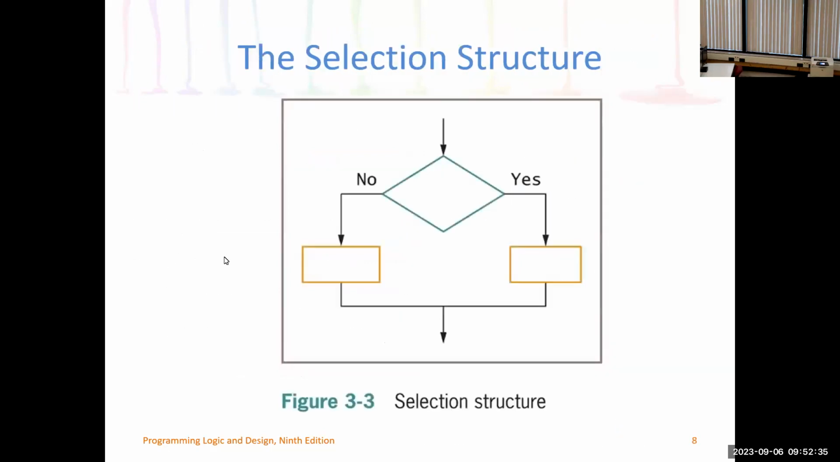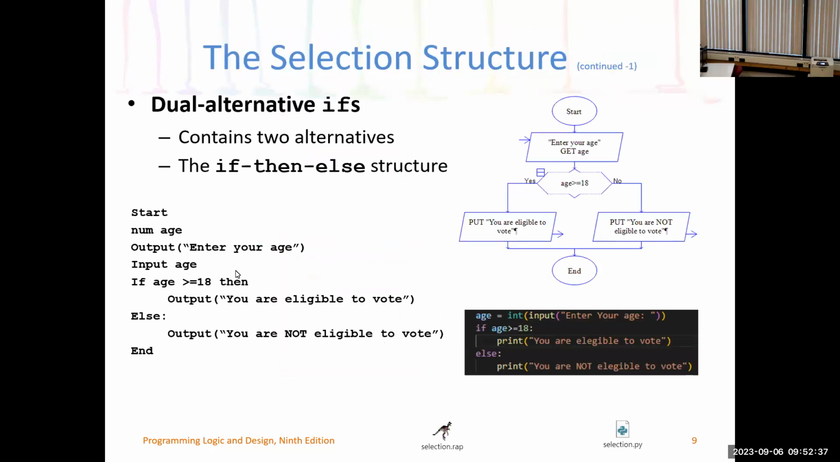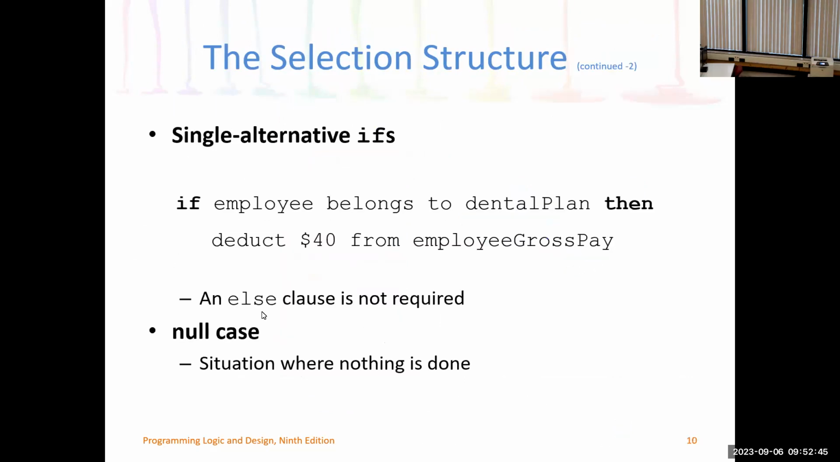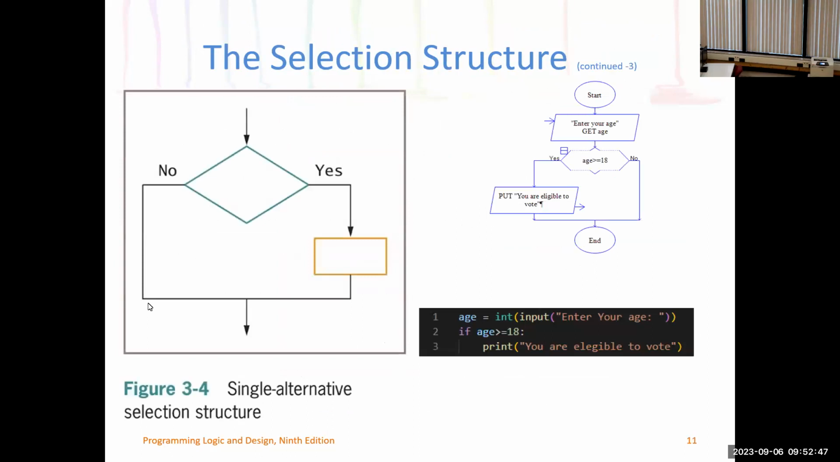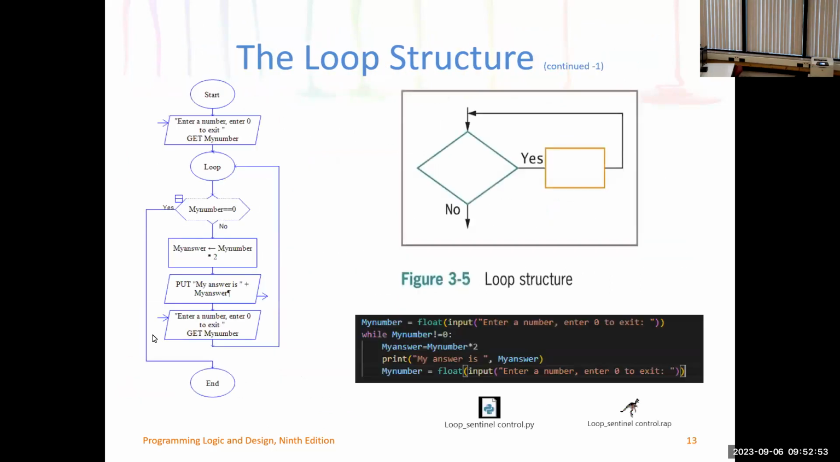And you see, in the selection structure, you have the dual alternative. That means you have the condition to check. If true, you do something. If not true, you do the other thing. Or you can have the single alternative. If the condition is true, you do something. If not, don't do anything. And for the loop, you only have the condition to check again. If the condition is true, keep doing it again and again until the condition is not true.